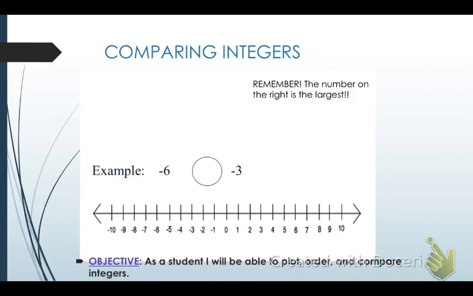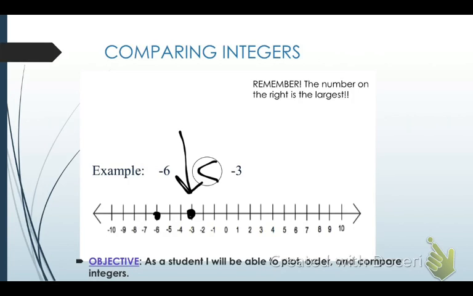This one, we have -6 and -3. We're going to do the same thing. -6 and -3. Which one's on the right? Well, -3 is on the right, so it's bigger. Now, this is one that everybody's like, well, wait a minute, isn't the 6 larger than the 3? Well, that's just a digit.